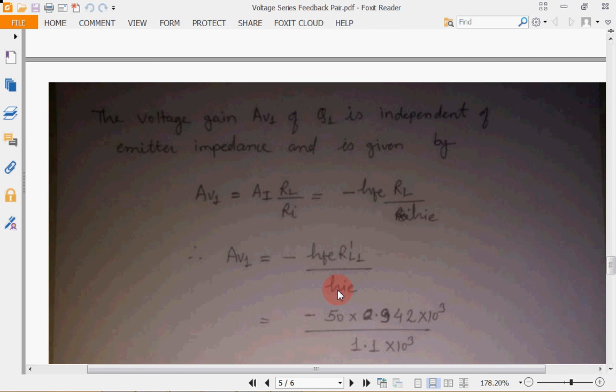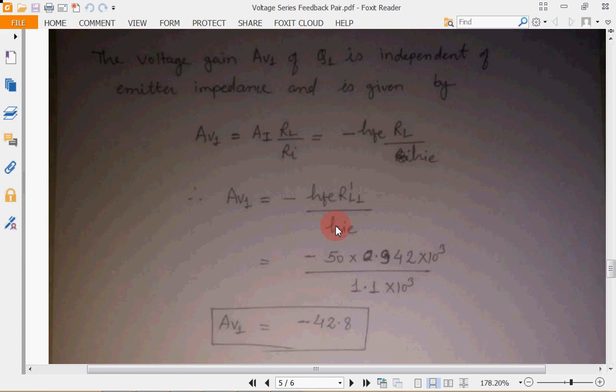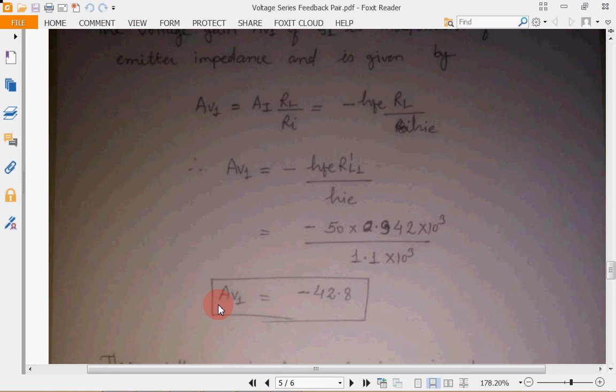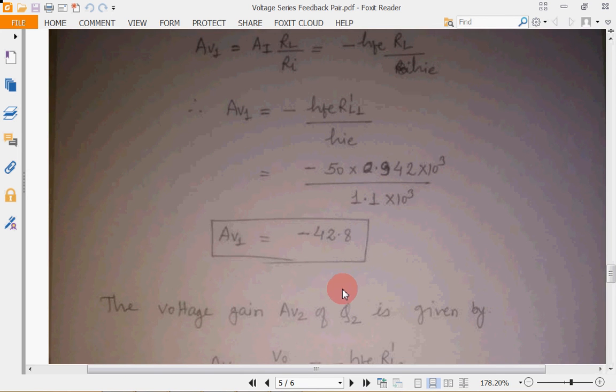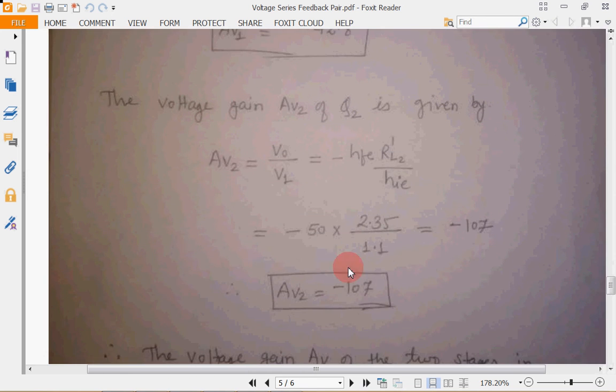So we know the value of HFE, we know HIE, and we know RL1 prime. Just put those values here and you will get the gain AV1, but this gain is the open loop gain, remember. This gain is open loop gain, we haven't considered feedback yet. So AV1 is equal to minus 42.8. Similarly, we will calculate the voltage gain for the second stage, which is denoted by AV2. So AV2 is equal to V0 divided by V1. Now what is V1? V1 is the voltage at the collector terminal of the transistor Q1. See this figure.